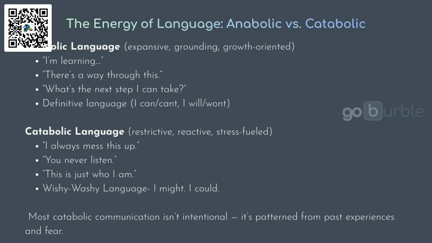So, catabolic language, on the other hand, is very restrictive, reactive, and stress fueled. You see this a lot in the world, right? People are always fueled by fear. So, you're going to see a lot of this language, whether it's internal dialogue or external dialogue, coming out in sentences like, I will always mess this up, right? The language is very absolute, and absolute is a really tricky place to be, right? How many times have we gotten into a fight with our significant others or friends? It's like, you always do this. And it's like, I don't always do this, right? Because we're getting so triggered by the always. But again, we're going to get into that in a little bit.